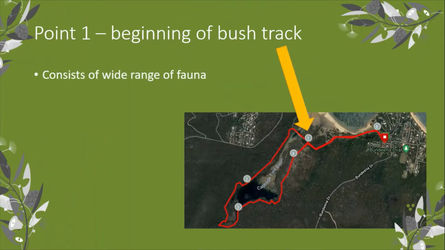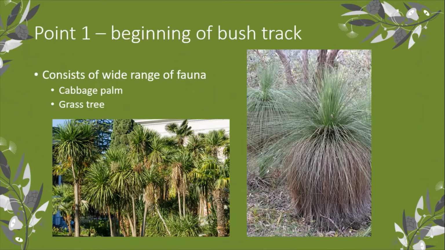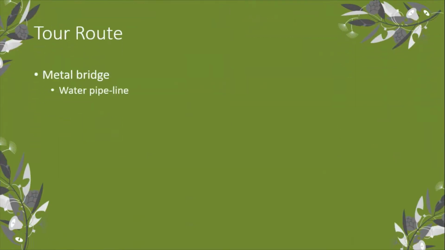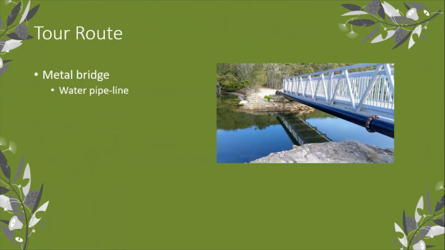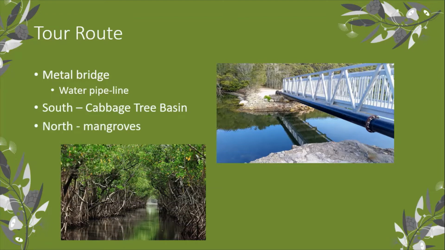This track consists of fauna including a wide range of vegetation and foliage such as the cabbage palm and grass tree. This is a great visiting route for those who are interested in exploring the different types of fauna in Australia. A little further up ahead of Point 1 is a metal bridge which also supports the town's main water pipeline. To the south of this bridge, the Cabbage Tree Basin can be clearly viewed, and to the north the bridge looks over towards mangroves.